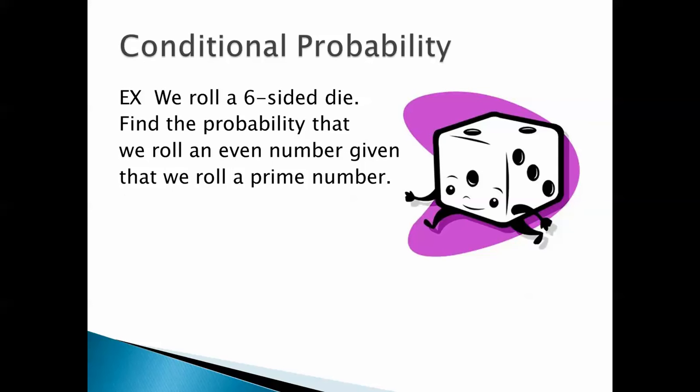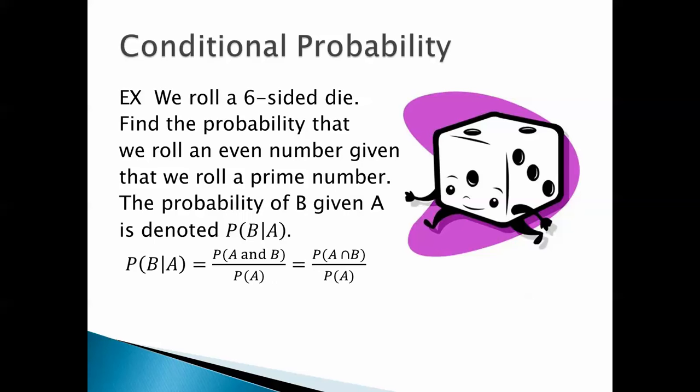Now, find the probability we roll an even number given that we roll a prime number. This is what we call a conditional probability. The probability of B given A is denoted this way: probability of B, and then a vertical line, A. So in other words, this is the probability that B occurs given that A occurs. Probability of B given A is the probability of A and B all over the probability of A.